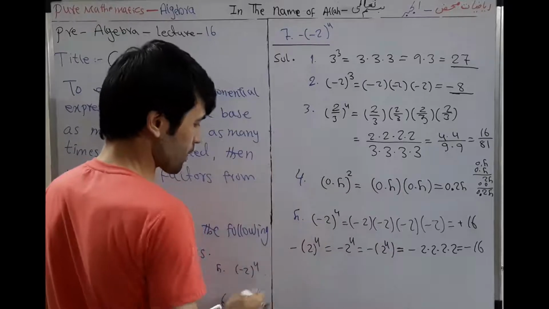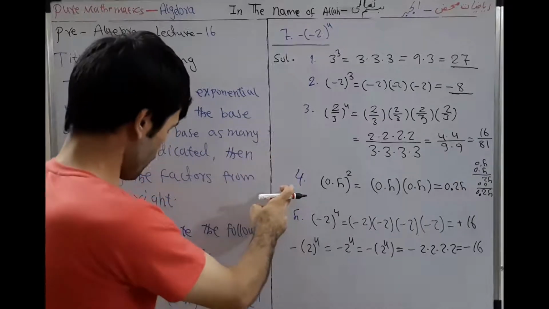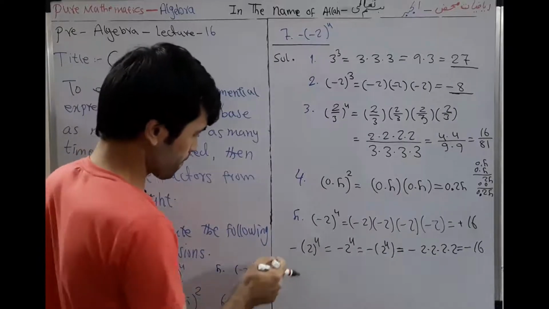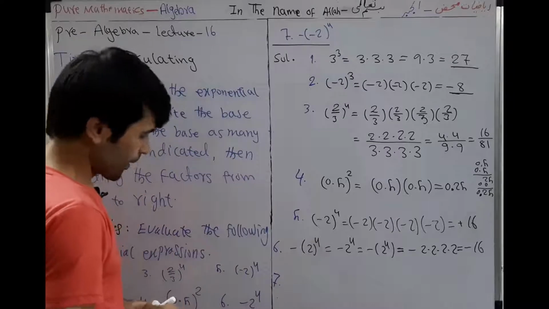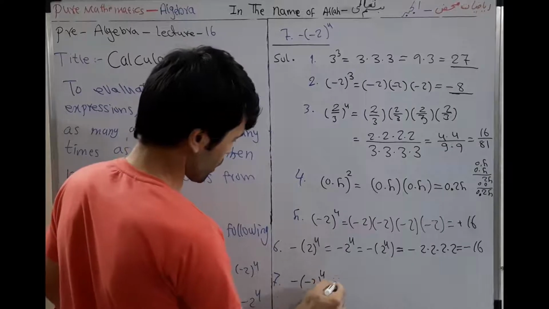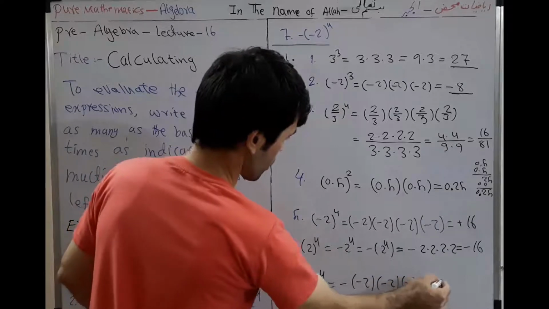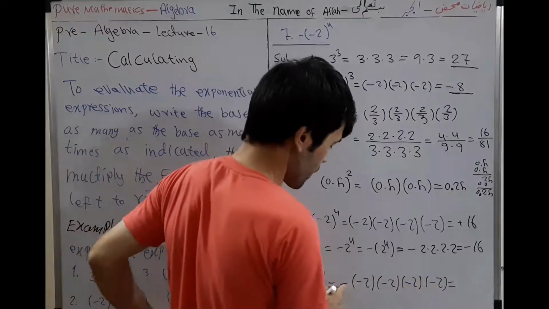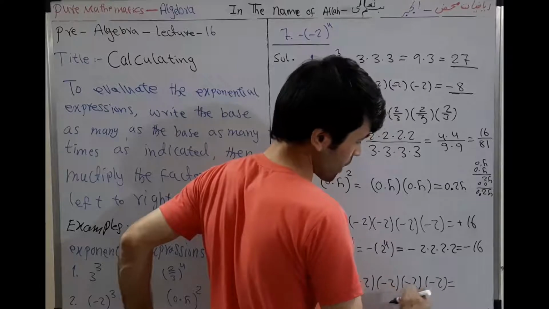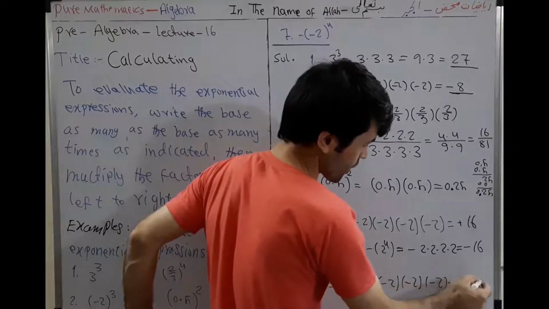Also number 7. 1, 2, 3, 4, 5, it is number 6. Number 6, number 7. Minus 2 whole to the power 4 is equal to minus 2 into minus 2 into minus 2 into minus 2. It is equal to minus multiplied by minus, plus; plus multiplied by minus, minus; minus multiplied by minus, plus. 2 multiplied by 2, 4 times, it is equal to 16.